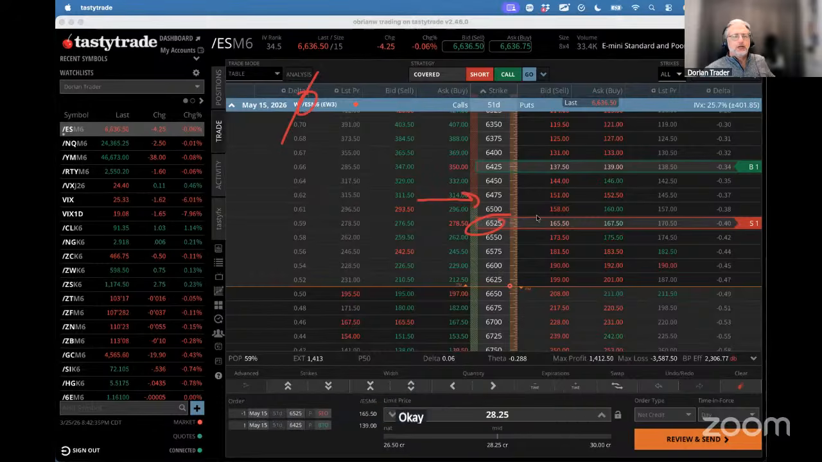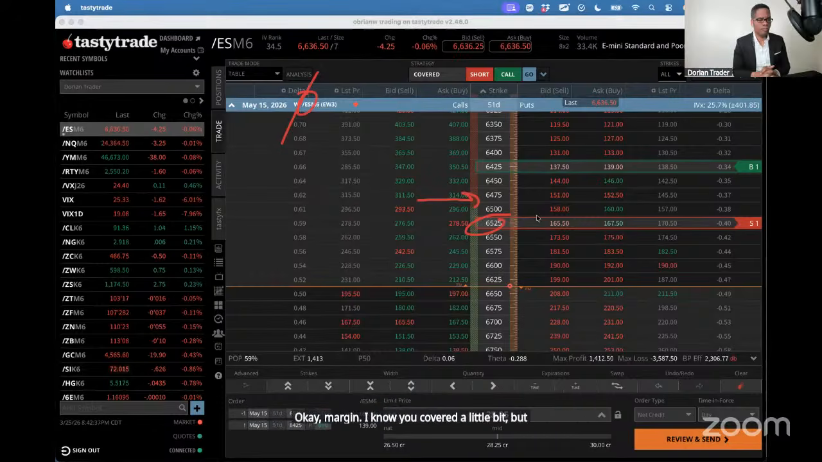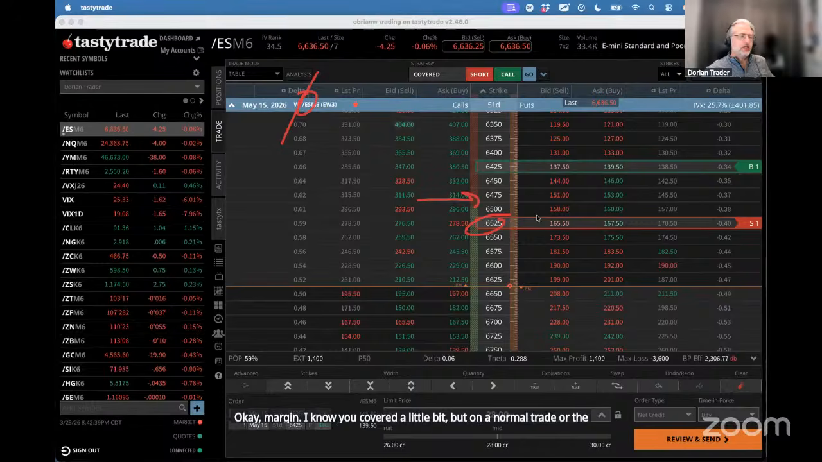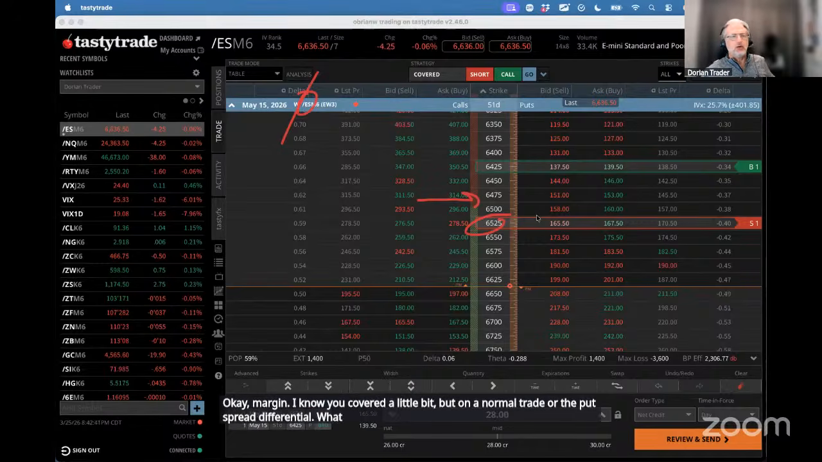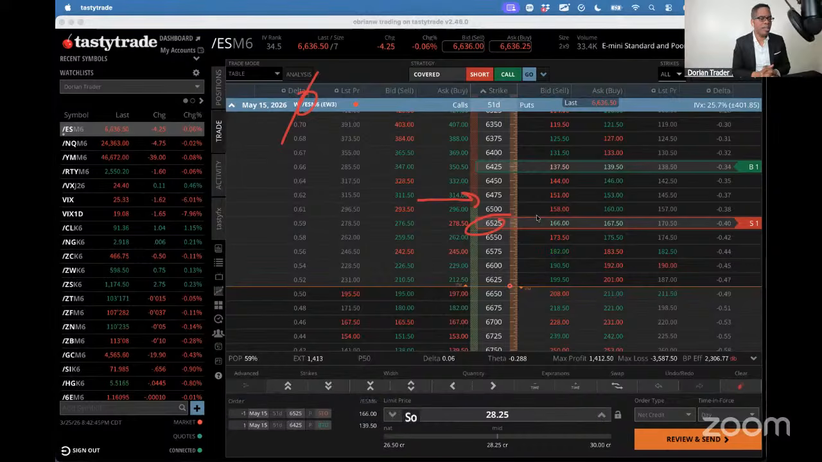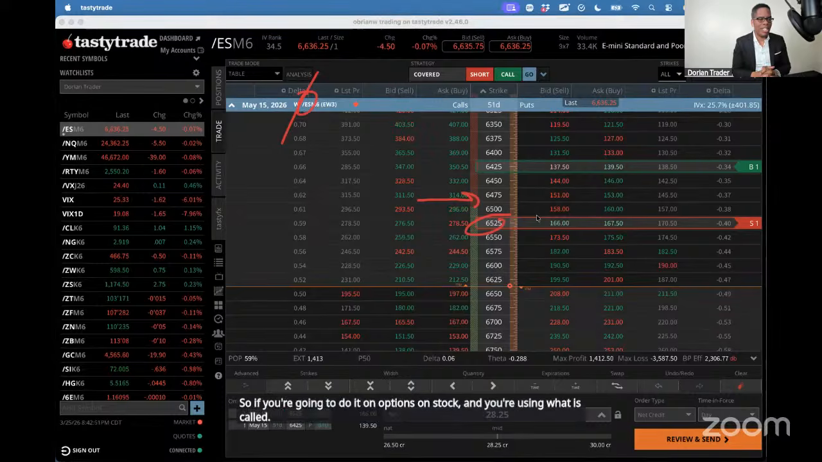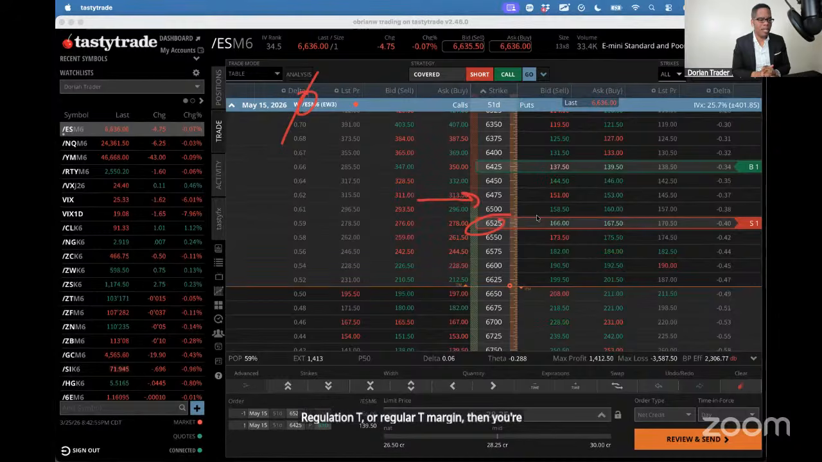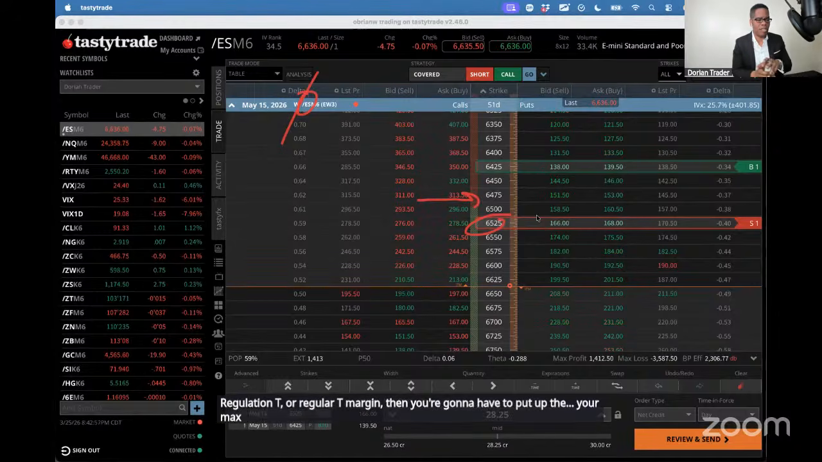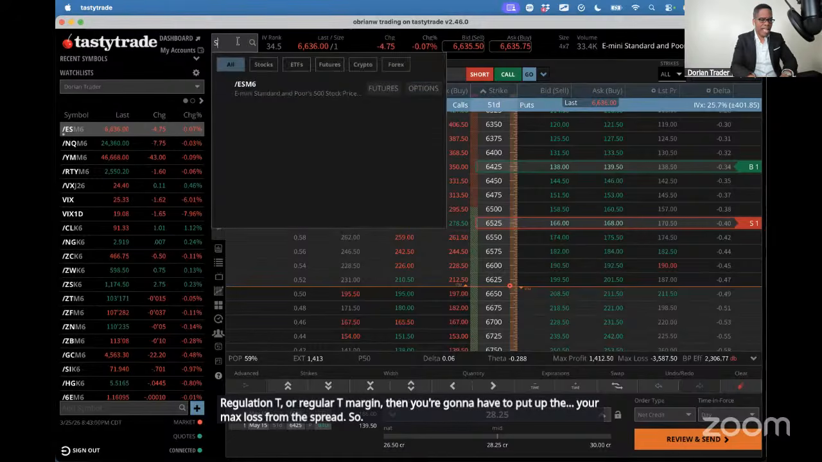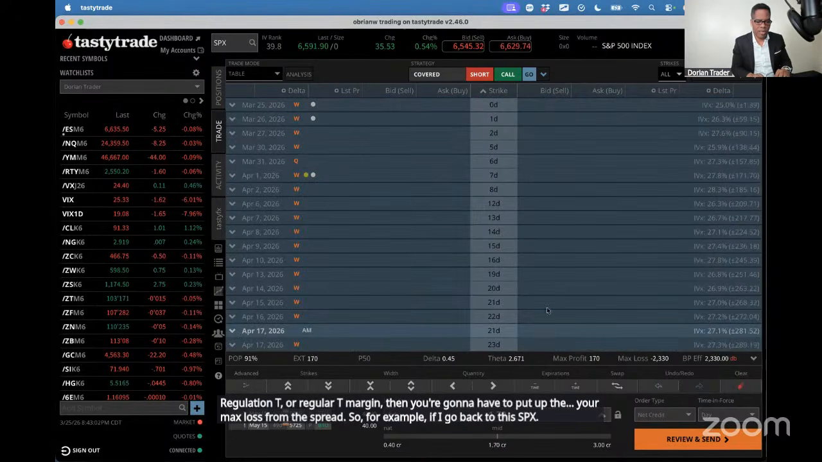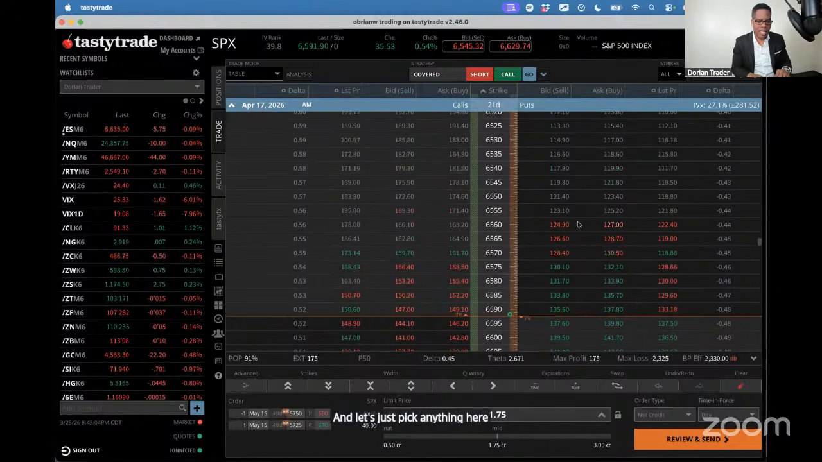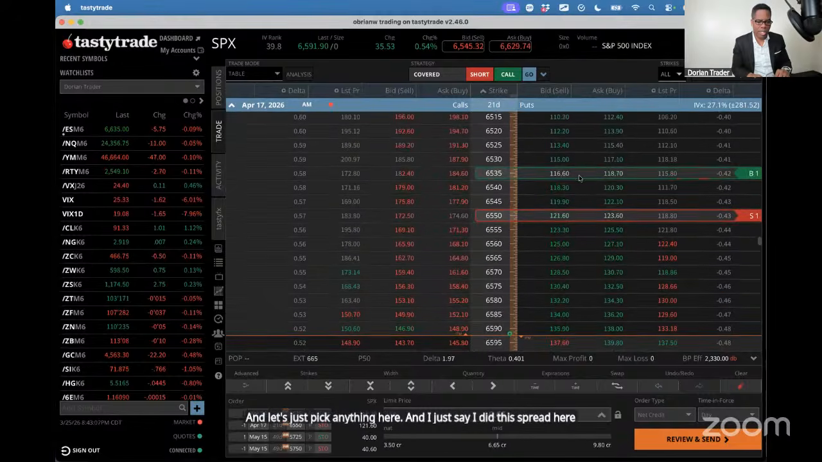Okay, margin. I know you covered a little bit, but on a normal trade or the put spread differential, what type of money do I need on any one of these trades? If you're going to do it on options on stock and you're using what is called Regulation T, or regular T margin, then you're going to have to put up your max loss from the spread. So for example, if I go back to this SPX and I just pick anything here, and say I did this spread here that was 10 points wide.